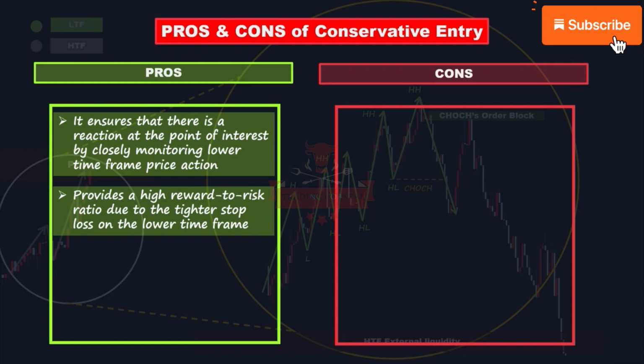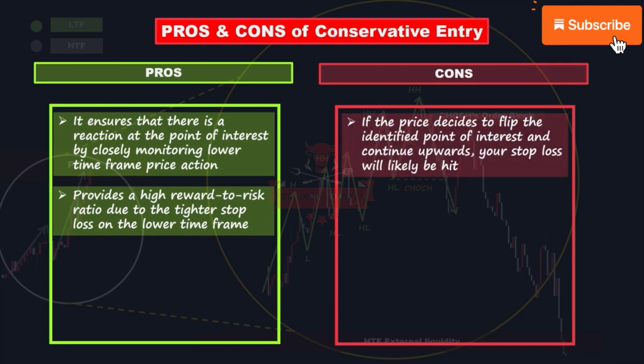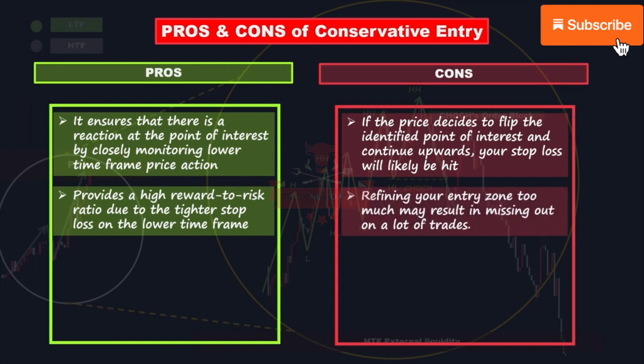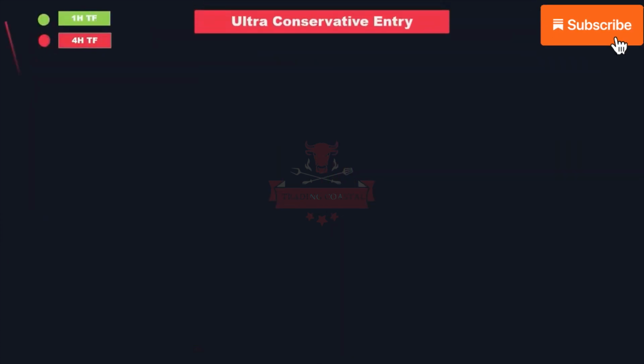However, there are cons to consider. If the price decides to flip the identified point of interest and continues its upward movement, your stop loss placed on the lower time frame may get hit. Because by using this type of entry, there's also the possibility of a continuation flip pattern forming on the higher time frame. Or if the price requires more buy-side liquidity to be swept, using this type of entry may trap you in the market. Another drawback is that you're more likely to miss out on trades if you refine your entry zone too much. Now let's dive into the third entry setup, the ultra-conservative entry.